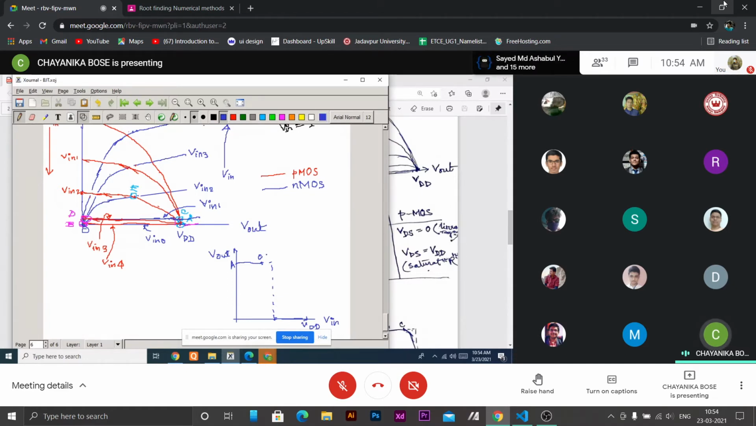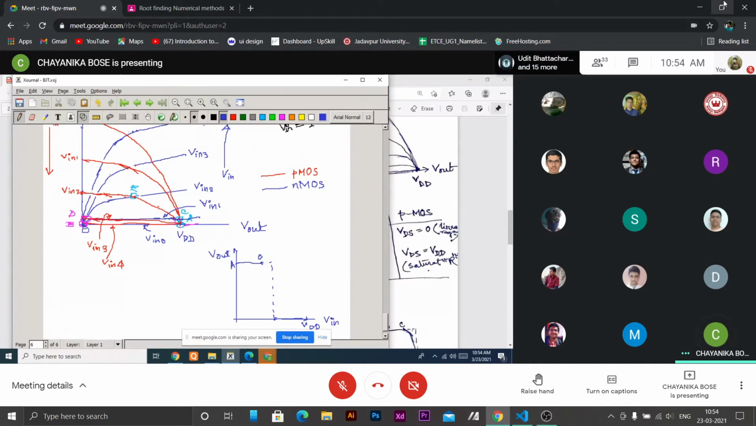So we see that for input voltage in this range, say V input 1, if my VDD is 10, say V input 1 is 2 volt, then from 0 to 2 range of input voltage, it will remain like this.